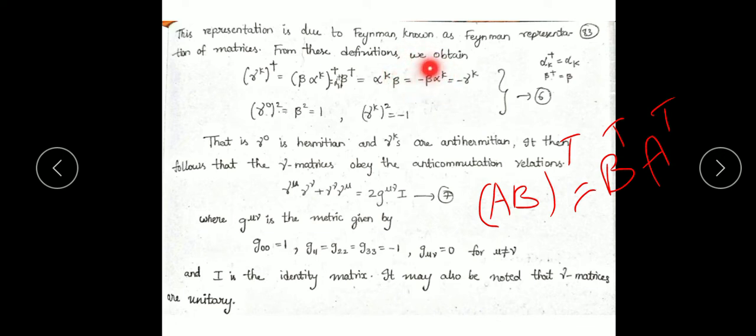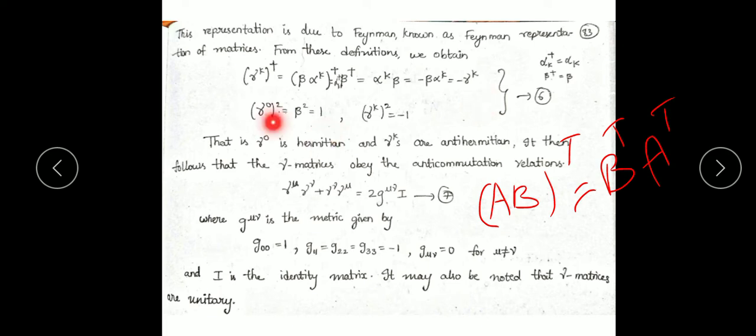So based on that formula, α_k β is also −β α_k, which is nothing but β α_k again, that is γ_k, so −γ_k. If we take the transpose conjugate of the gamma matrices, we get the negative of γ_k, which is nothing but anti-Hermitian. So γ_0 is Hermitian, and the γ_k's are anti-Hermitian, because (γ_k)† is equal to −γ_k. However, γ_0† would be equal to γ_0, so that is Hermitian.